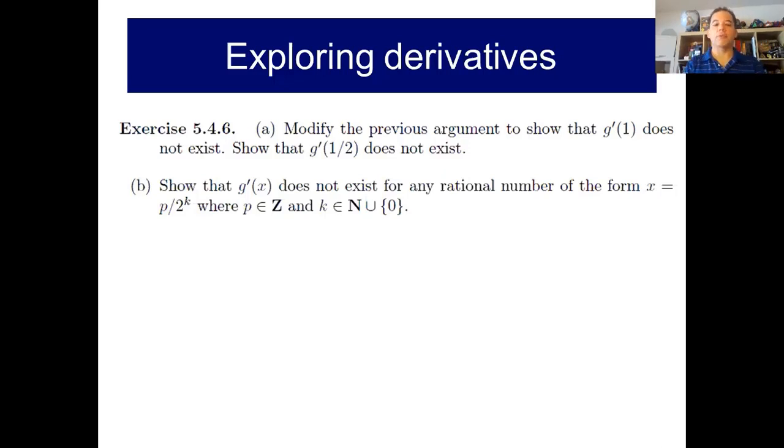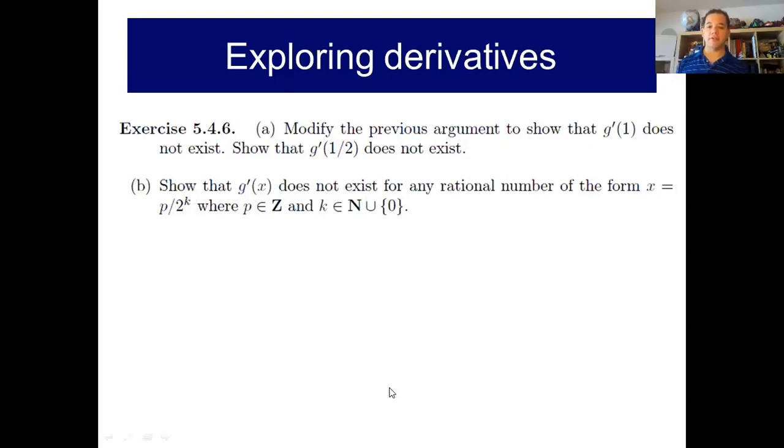Okay, if you don't know what I'm talking about, don't mind, it's just a name. So these are rational numbers that have some integer divided by a power of 2. Those are the ones we want to show the derivative doesn't exist. And it's going to be pretty much the same way we just did for 0. So we're going to try out the same thing.